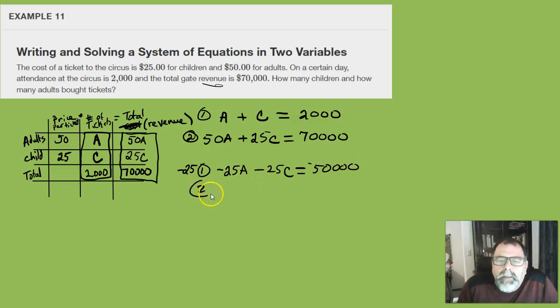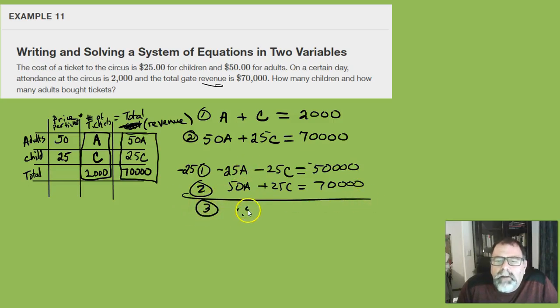And then equation 2, I can leave it alone. 50A plus 25C equals 70,000. My new equation 3 would be 25A. The C's cancel. I get 20,000. Then I'm going to divide by 25. See, I just kind of go on automatic because once you get practice doing this, right, that's why I set up my charts. I don't have to think; it's not hard.